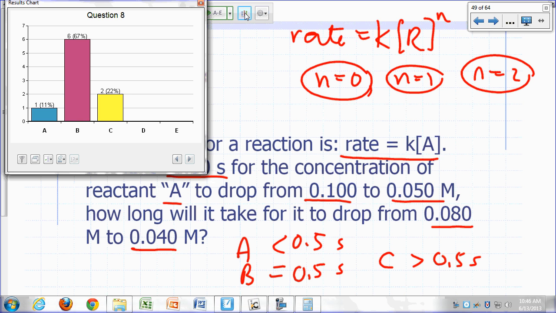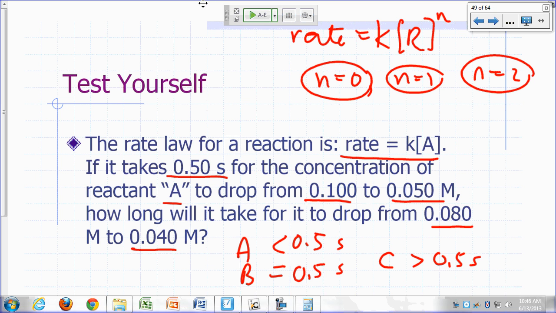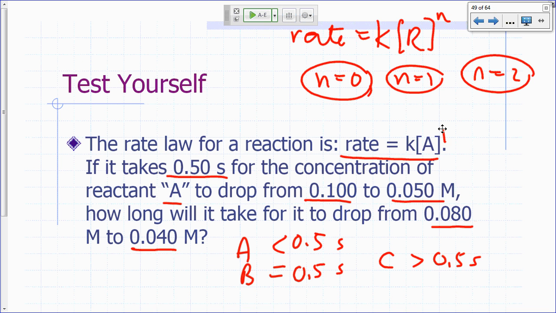What's the order of this reaction? First order, so it's going to be constant, right? n equals 1. So the order of reaction with respect to reactant A is 1. So it's going to take the same amount of time. It's going to be 0.5 seconds.